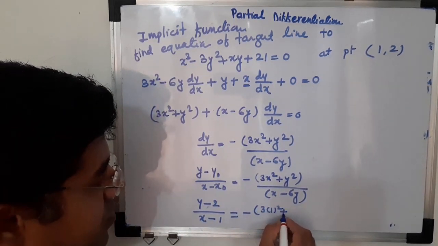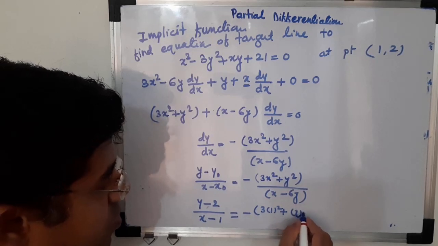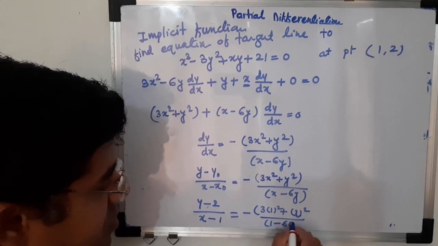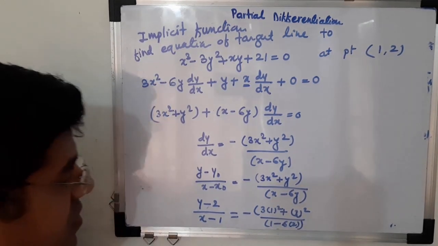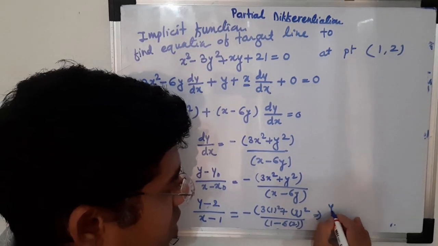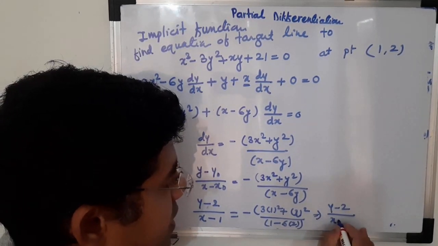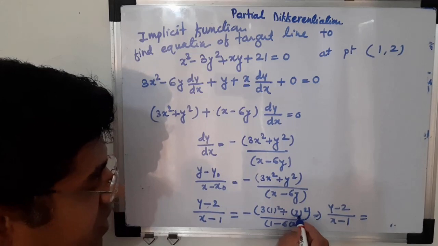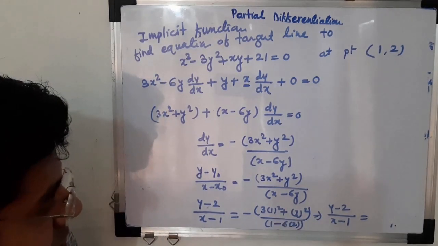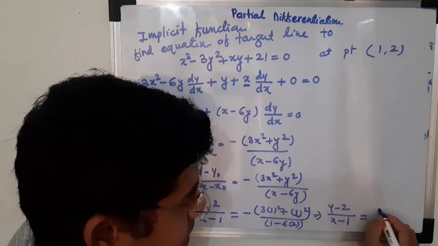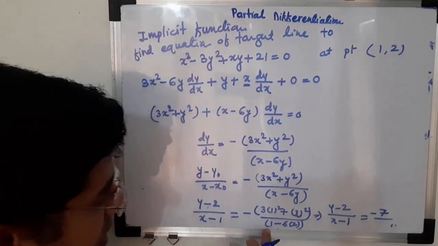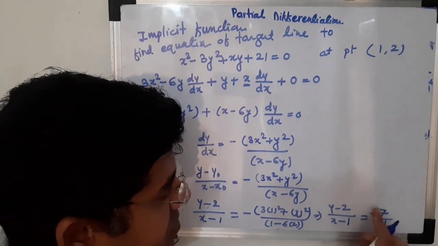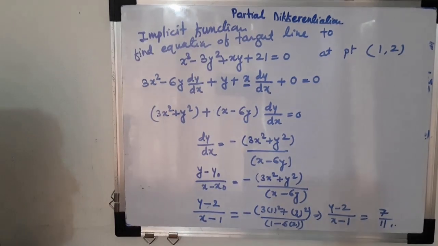This is 1 square plus 2 square divided by 1 minus 6 into 2. Okay. So this implies y minus 2 divided by x minus 1 is equal to, this is 3, this is 4. So this is 7 over here with a minus sign, and here 12 minus 1 is 11, minus 11. So minus becomes plus.